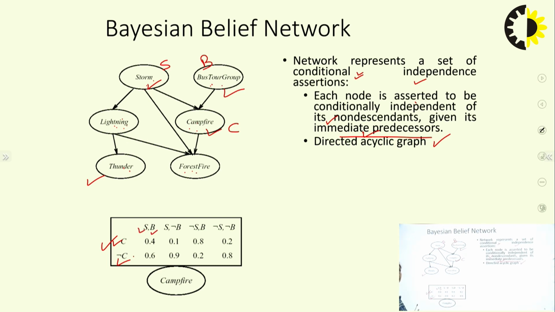S is true as well as B is true. One chance is S is true but B is not true. Another chance is S is not true but B is true, and the last is both are not true, both are false. So we are having four combination here. Both the predecessors are true. First is true, second is false. First is false, second is true, or both are false.